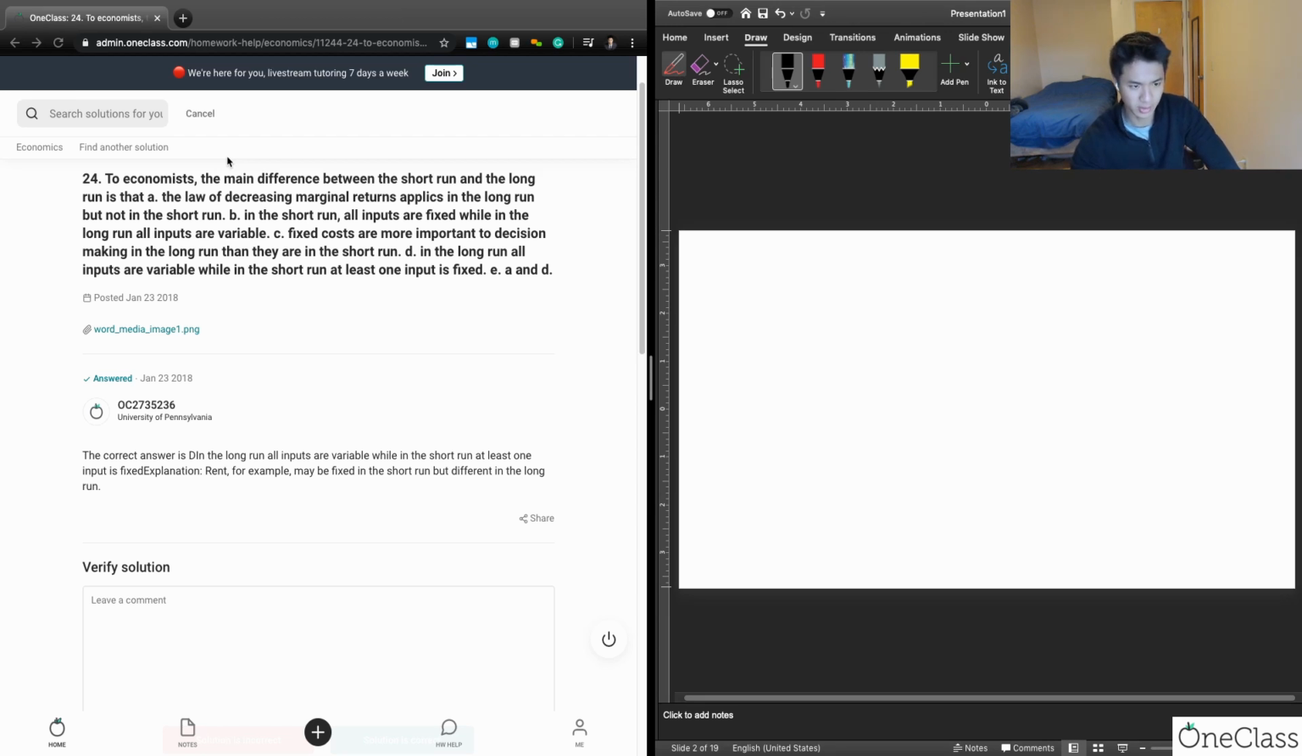And so let's take a look at the explanation provided by the previous tutor. And they said correct answer is D. In the long run, all inputs are variable, while in the short run, at least one input is fixed. And their explanation is rent, for example, may be fixed in the short run, but different in the long run. And so he used the same example as I did.